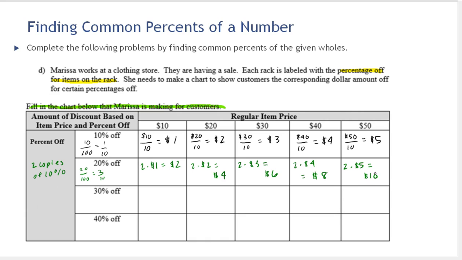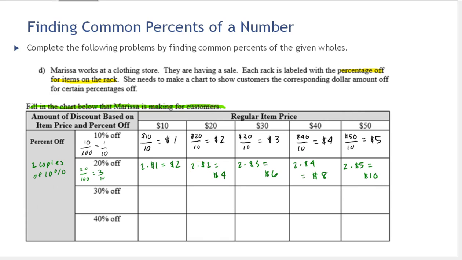Okay, so I'm hoping you're starting to see the patterns here. So 20% off is 2 times as much off as 10% off. Notice this is corresponding to some original regular item price. So $20, 10% is $2, 20% is 2 times $2, which is $4.